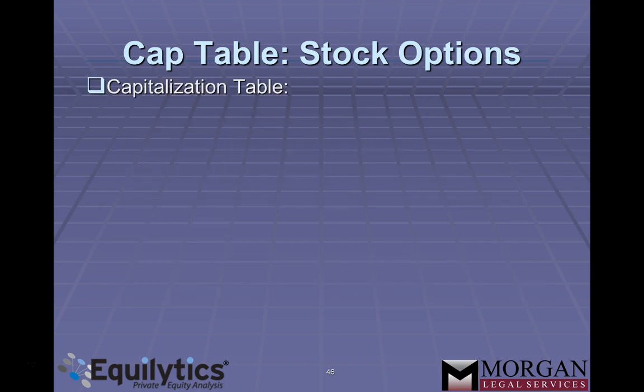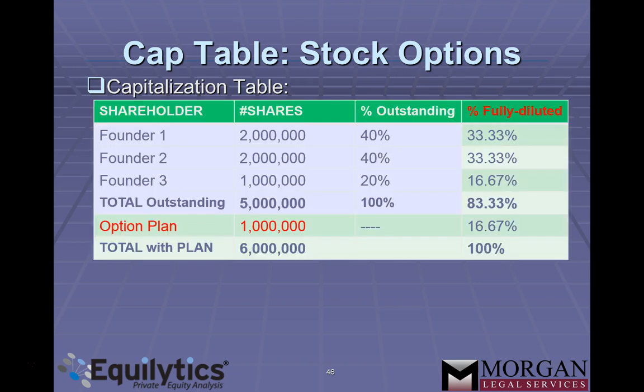Okay, so we'll start by looking first at the capitalization table. Now, you remember last time that we had our 3 founders, and the area that you see in the light blue in the upper left represents that cap table that we had from last time. What we've added this time, highlighted in red, is the option plan for 1 million shares, but we've also added a whole new column called fully diluted percent.